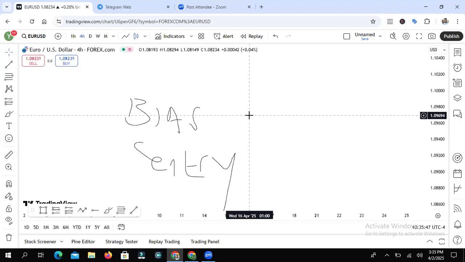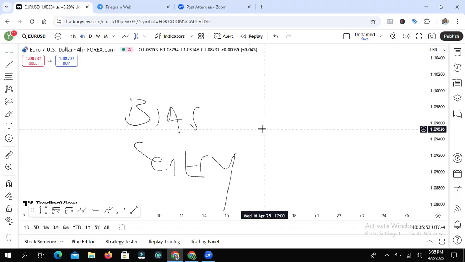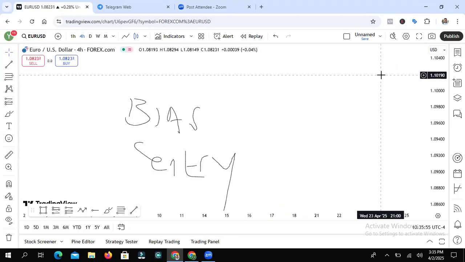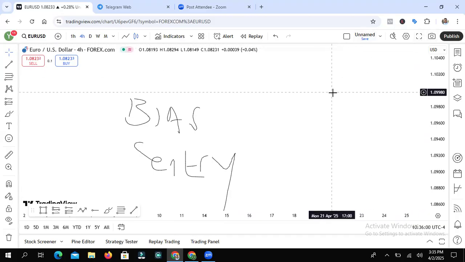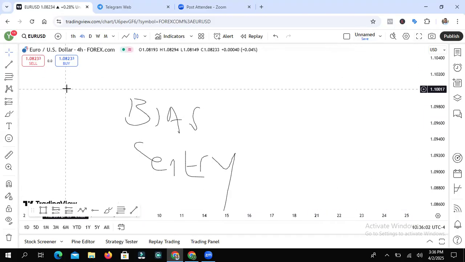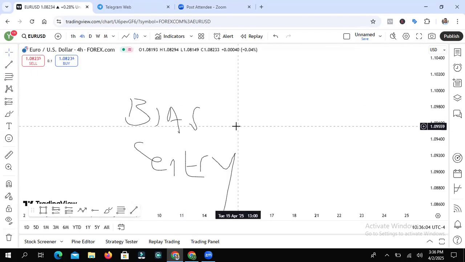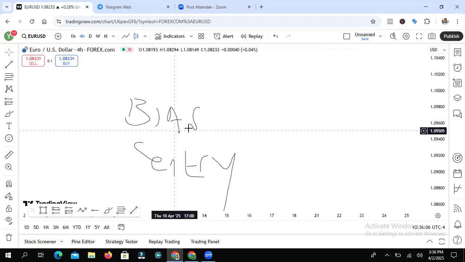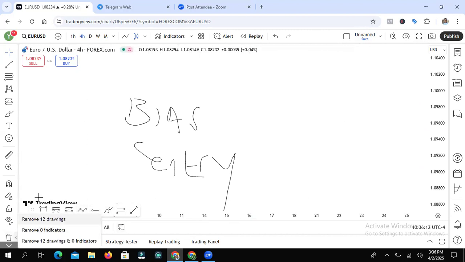That's all. The first thing is bias, directional bias. And then the following thing is entry and exit. Simple, straightforward. Once you know these two things, that's all you need about trading. Understand? It's not that complicated. So let's start with bias. Once we start with bias, then the next thing is I will now talk about entry.